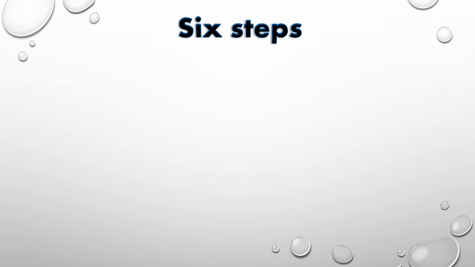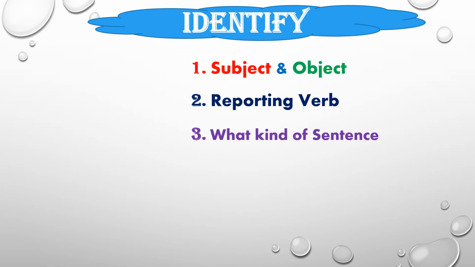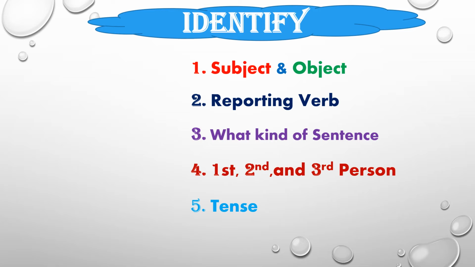Now let's understand six steps to convert direct speech to indirect speech. Identify, change of reporting verb, removal of commas and use of conjunction, change of pronoun, change of tense, update time-specific words. The first step, identify. This is the most important step. You need to identify five things here: subject and object, reporting verb, what kind of sentence, first, second and third person, and tense.